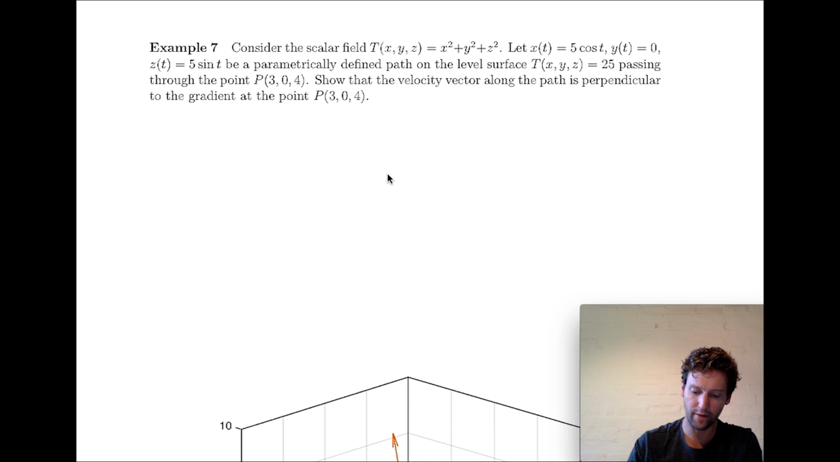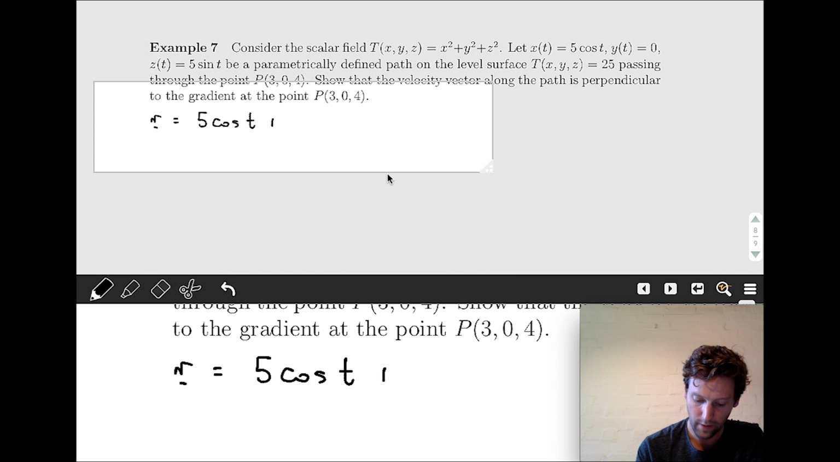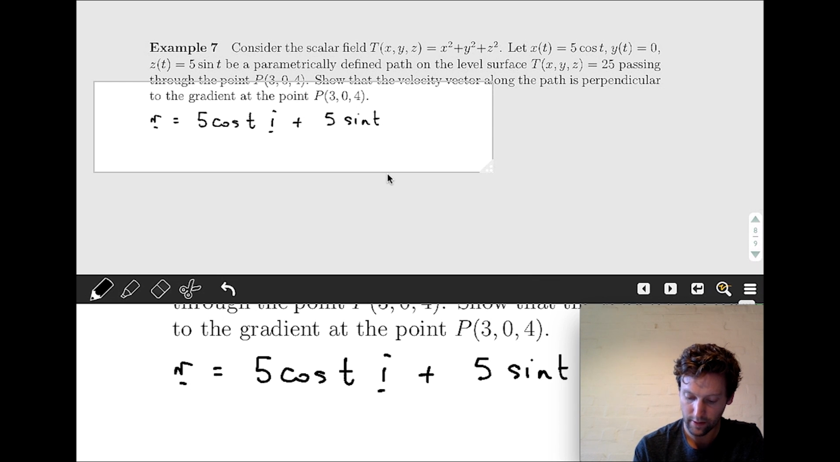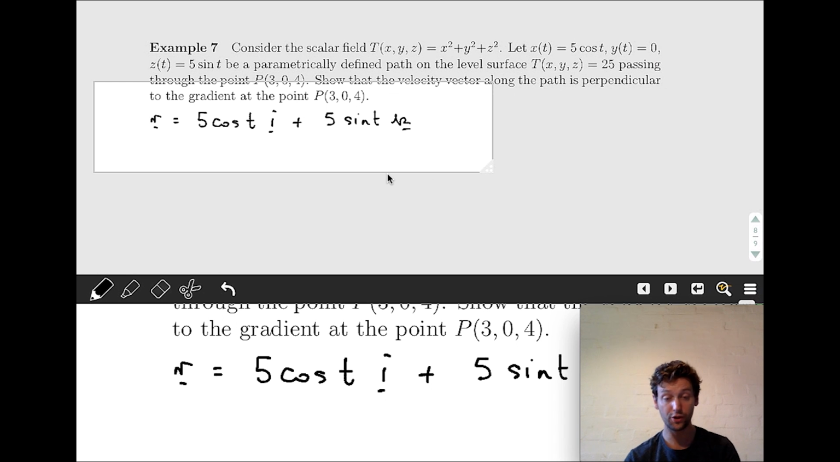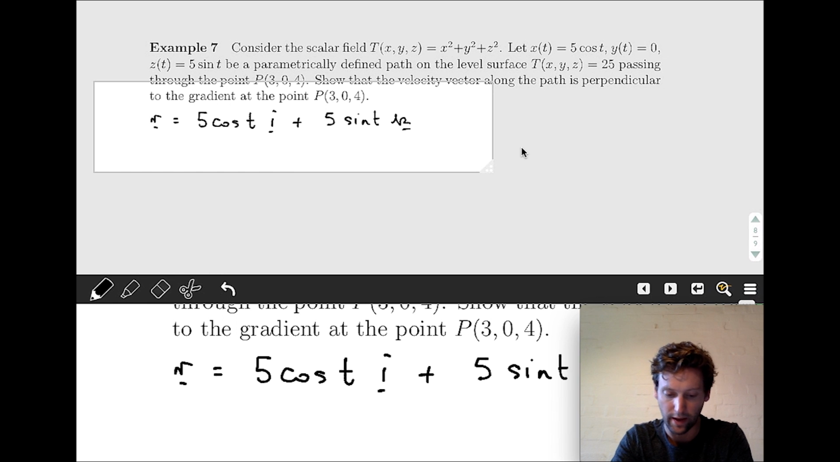So we're going to imagine that we have a path on that surface. x of t equals 5 cosine t, y of t is equal to 0, and z of t equals 5 sine t. So let's write that out. So I've got my r vector is equal to 5 cosine of t i vector, plus 0 j vector, plus 5 sine of t k vector. So you notice that this is actually circular motion around a circle of radius 5, and it's in the ik direction, so it's in the xz plane.